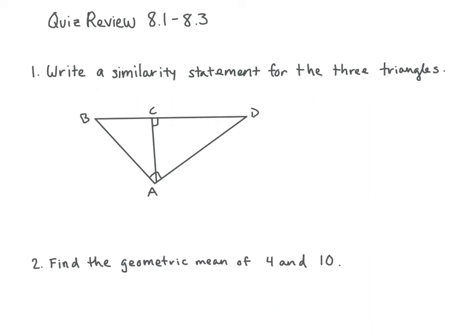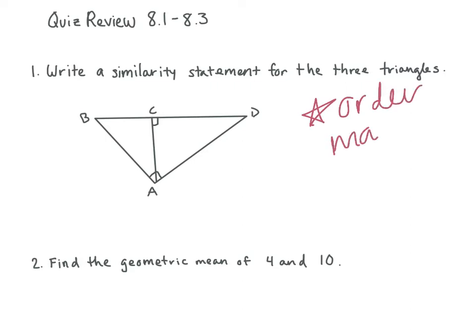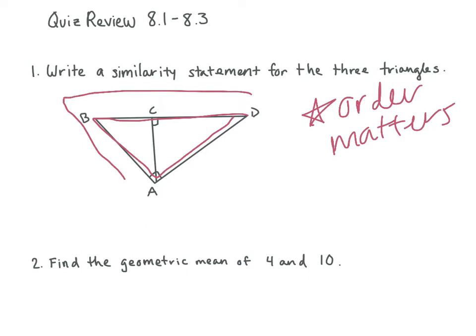Yes. When writing a similarity statement, the order matters. So we need to keep the order consistent. Looking at the big triangle, when naming it, we can start with the hypotenuse and then go to the small leg. So we can call this triangle DBA.